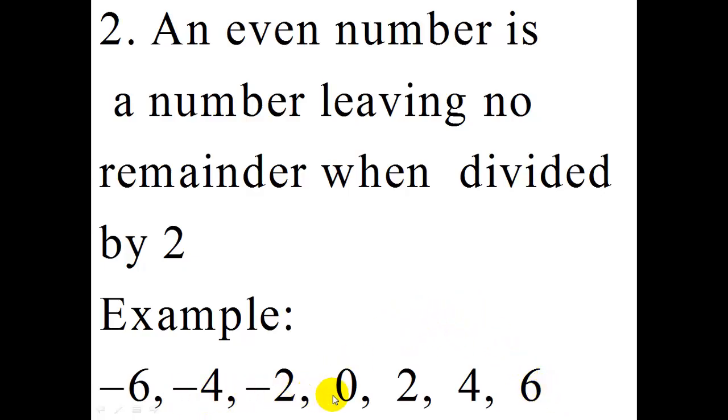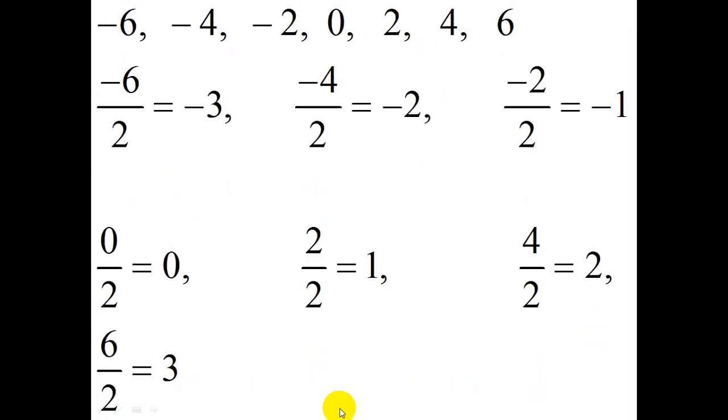Now, when we divide an even number by 2, it leaves no remainder. Take note, it leaves no remainder. Examples of even numbers are -6, -4, -2, 0, 2, 4, and 6. When we divide minus 6 by 2, the answer is minus 3. The remainder is 0. That is why minus 6 is an even number.